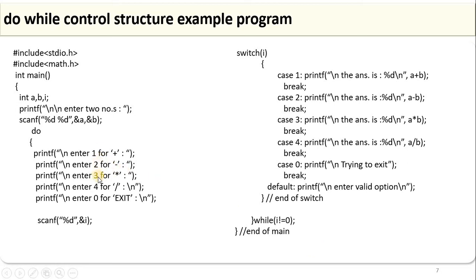If at all user enters anything else other than these options, then it would match the default case, and then it will just print enter valid options. Once again, whatever is entered would not be equal to 0. It will once again go up. It will once again ask the user to enter the corresponding numbers so that it can do appropriate actions.